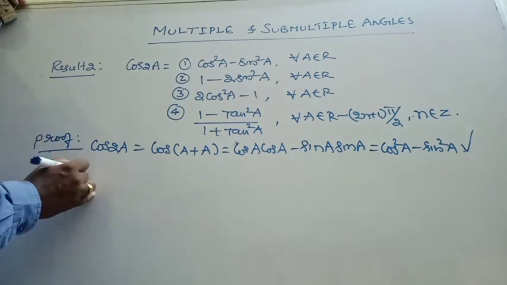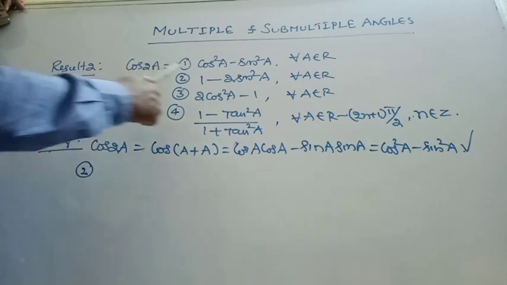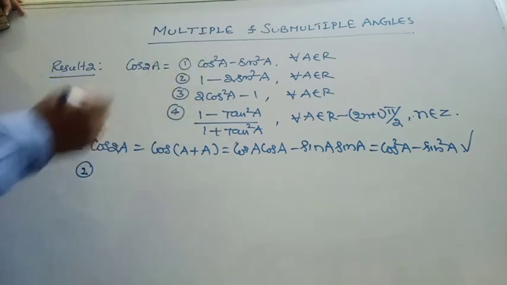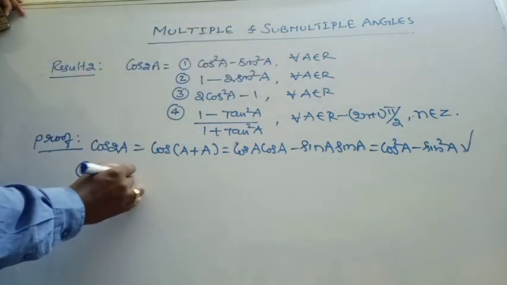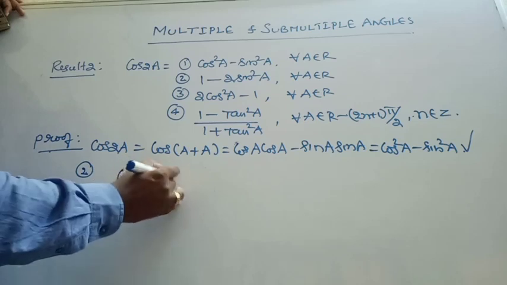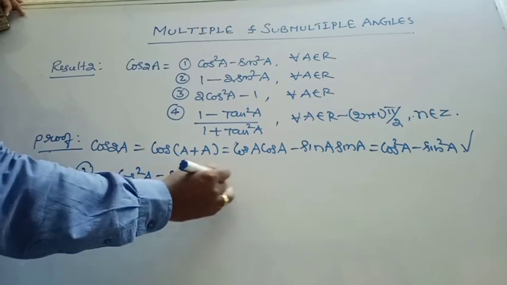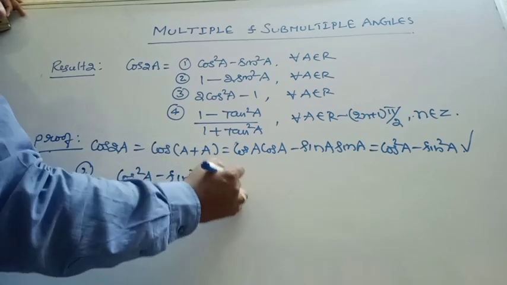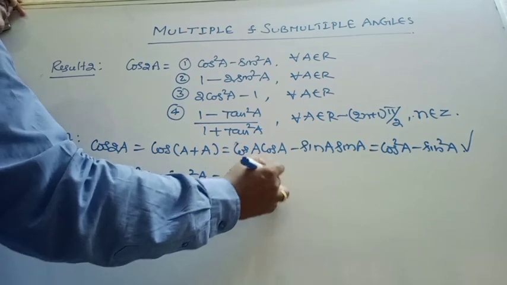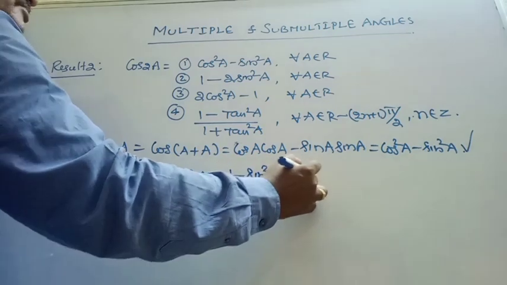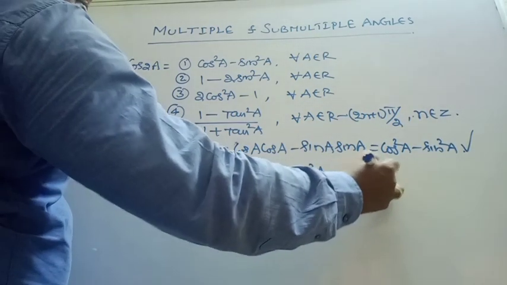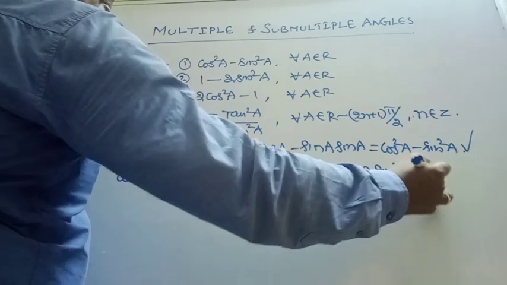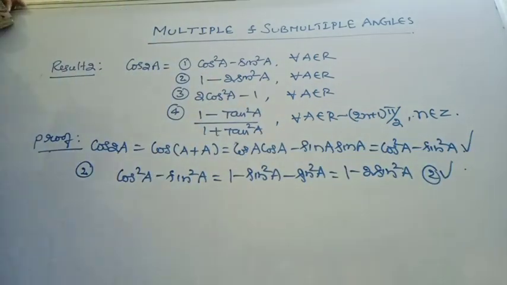Now the second one. Dear students, you observe, it is purely in terms of sine. That's why what you do is, now you have got cos square a minus sin square a. This cos square a, you write in terms of sin square a. That means 1 minus sin square a minus sin square a, like this. Now this is equal to 1 minus 2 sin square a. See how beautifully we got the second result.